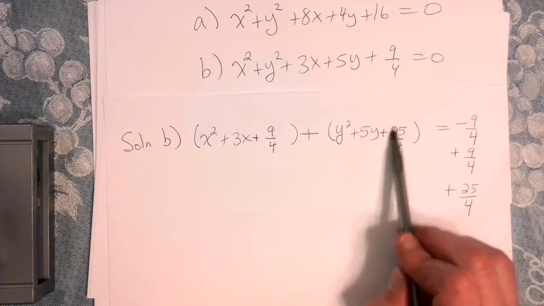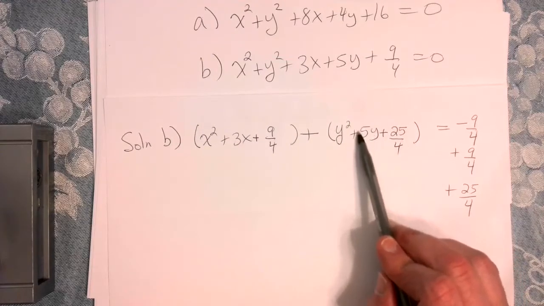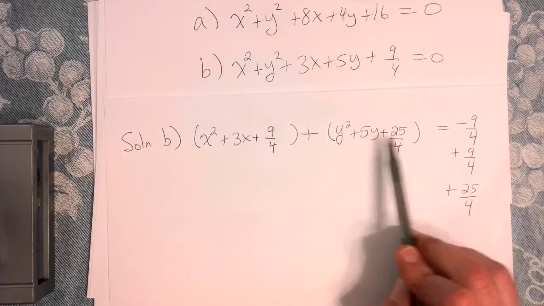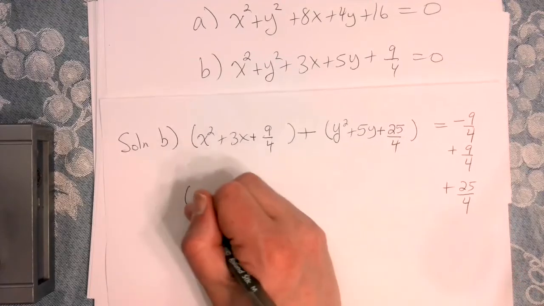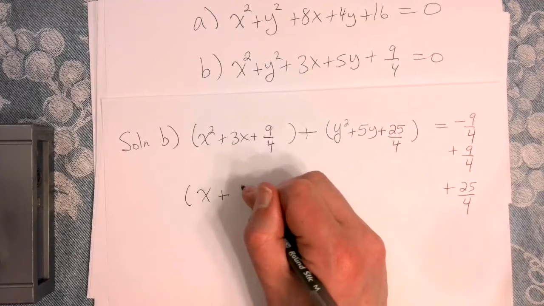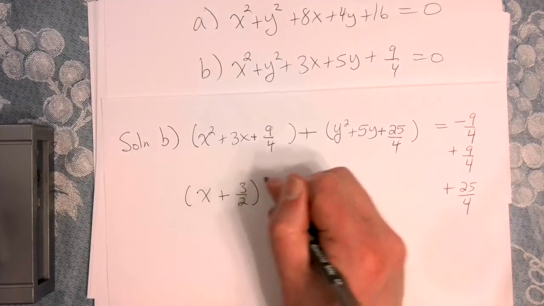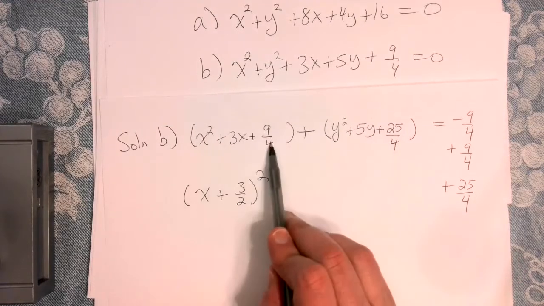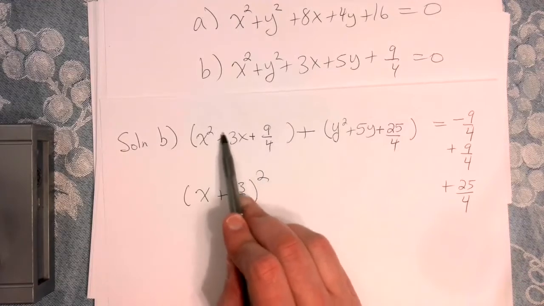Okay, so how do I get this? Half of this number. So half of this would be 5 halves, and then you square it. So half of this squared. Okay, so now we go ahead and factor. So this is (x + 3/2) quantity squared. How am I getting this so quickly? Square root of this, square root of this, exactly this sign here.